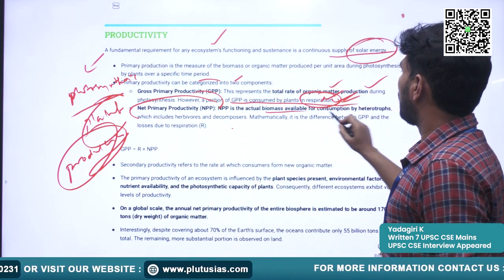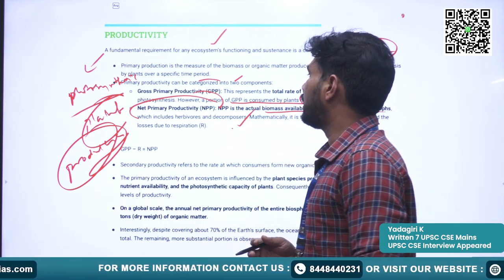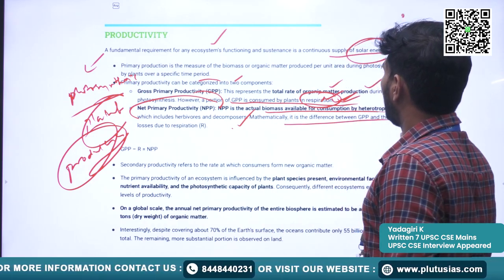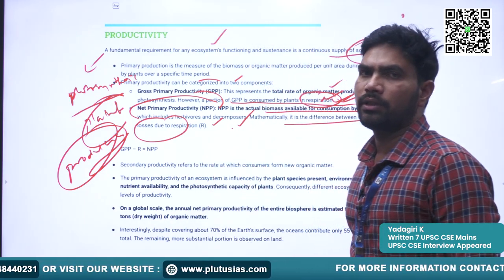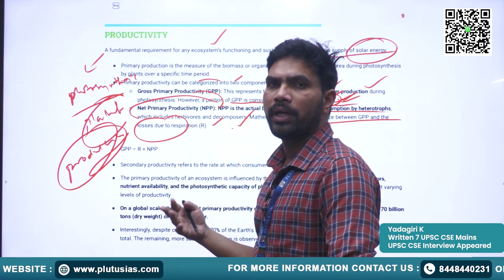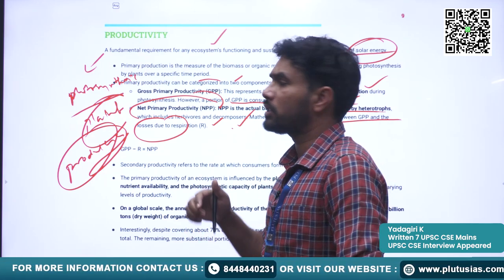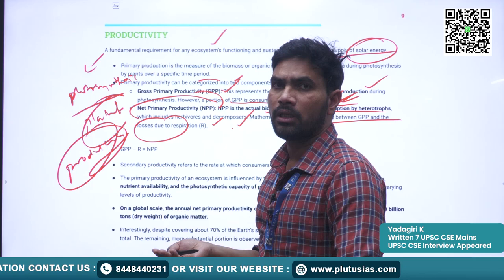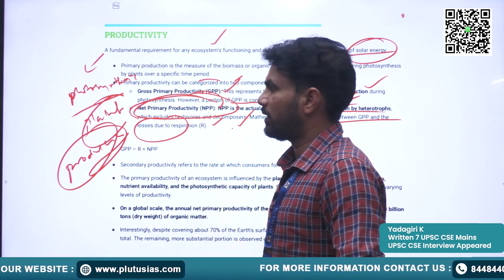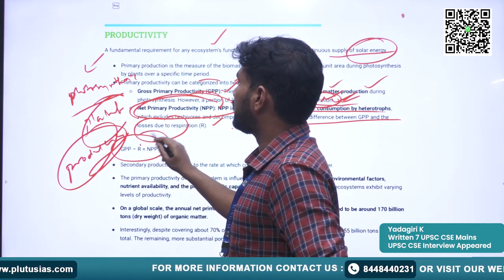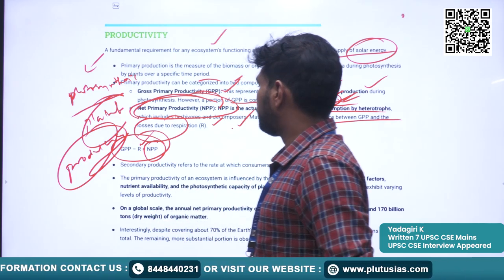It is the actual biomass available for consumption by heterotrophs, which includes herbivores and decomposers. Mathematically, it is the difference between GPP and the loss due to respiration, right? We have studied that plants also need some energy, and they get it through respiration. In that process, some of the energy created will be utilized by the plant. After that, the energy available is called net primary productivity. The formula is GPP minus energy lost in respiration. That will give us the net primary productivity.